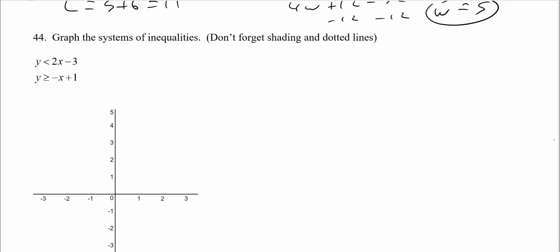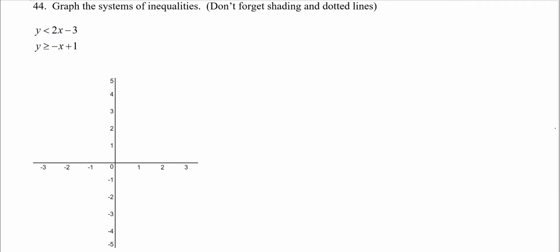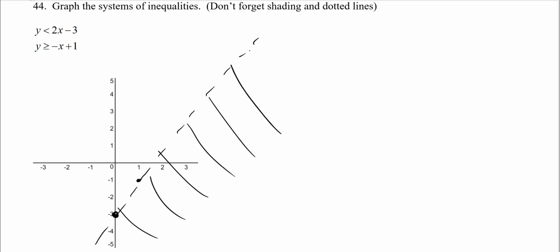All right, so now we're graphing systems of inequalities, and I even said don't forget shading and dotted lines. Really, really important. So you have to just basically know how to graph normal lines. So for the first one, -3 is the y-intercept, so you put a point there. And then the slope is 2 over 1, right? So up 2 and over 1. And by the way, this is a dotted line. And it's less than, so you shade below. And then the other one is a 1 here, and it's down 1 over 1. So down 1 over 1, and this is a solid line.